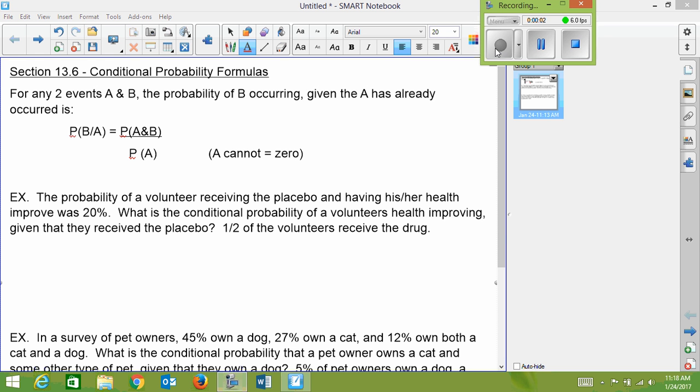Hello and welcome to section 13.6, which is on conditional probability formulas.